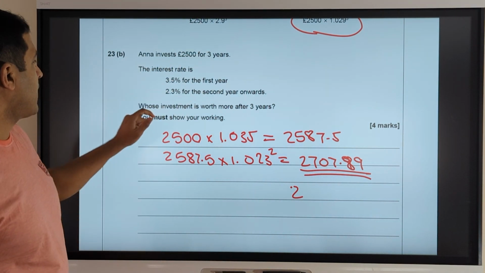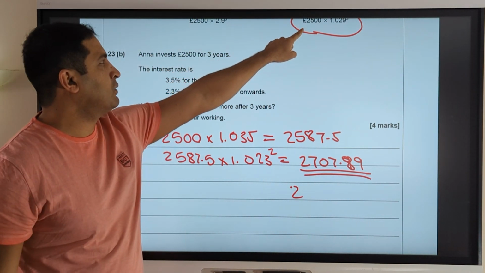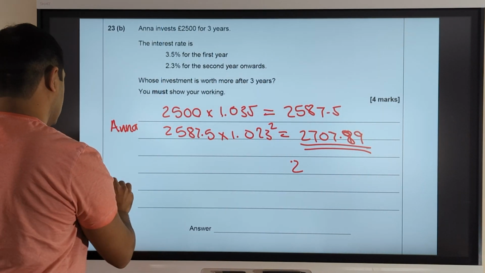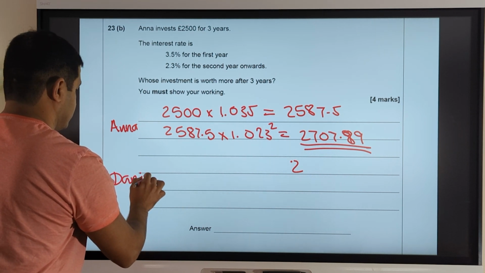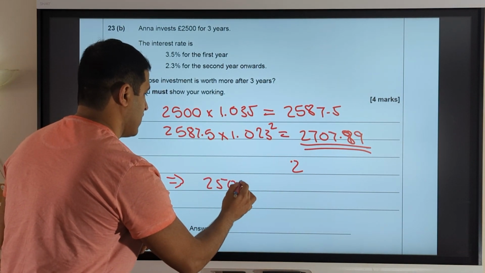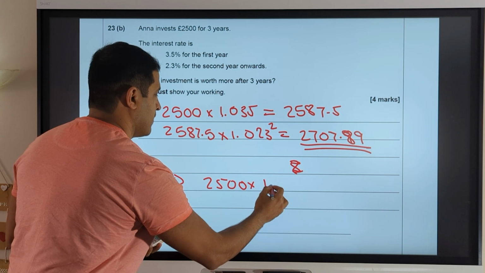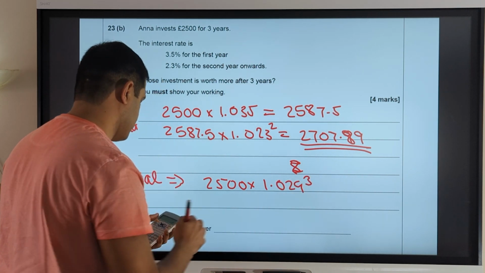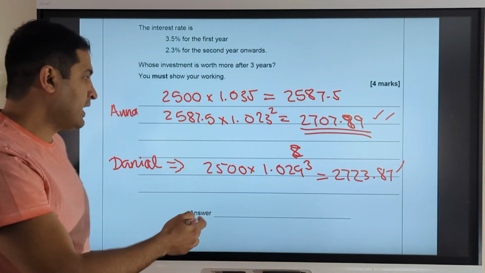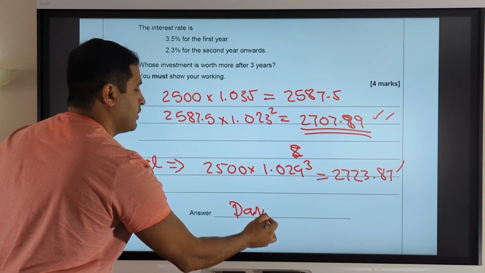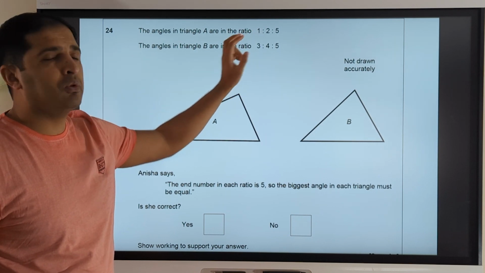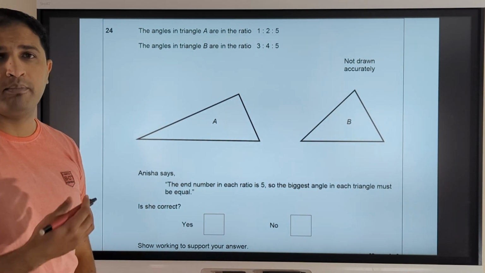And we're looking at Daniel's investment. Daniel would be getting this much. So that's how much Anna would earn. And Daniel would be getting 2,500 multiplied by 1.029 cubed. Let's just check again. Yes, 3 marks, and comparison and saying Daniel would be earning more gives you the 4th mark. Just because the biggest number is 5 doesn't mean the angles are the same. So these two don't add up to the same number. Otherwise it would be if they add up to the same numbers.